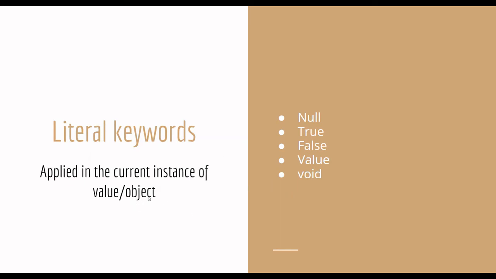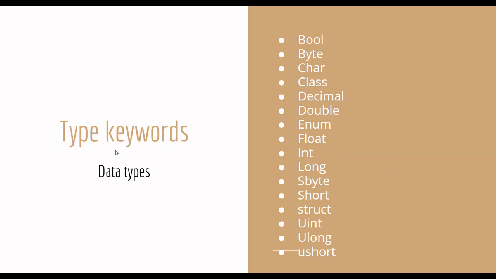Then the next one would be the literal keywords. You can't use null, true, false, value, and void as variable names. And then the next one would be the types, and these are all the data types, and you cannot use them as a name either. For example, bool, you cannot use it like bool string bool something, as we already saw. So you cannot use them either. And these are all the data types.